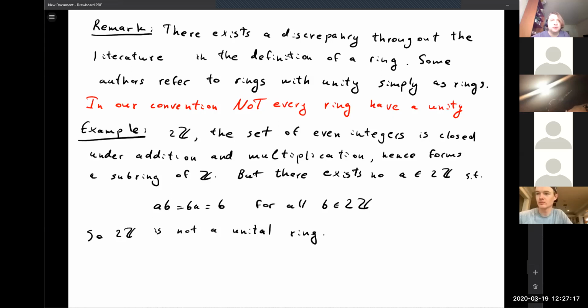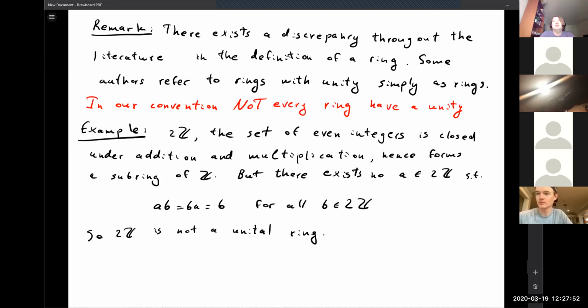At the same time, in the textbook, which requires all rings to be unital, in their convention, 2Z wouldn't be a ring. So this is important to keep in mind when you look for external resources, different textbooks, and so on, that some authors consider only rings with unity. This makes some technical problems, so later I can elaborate why I think it is a better idea to consider all possible rings, not just rings with unity.